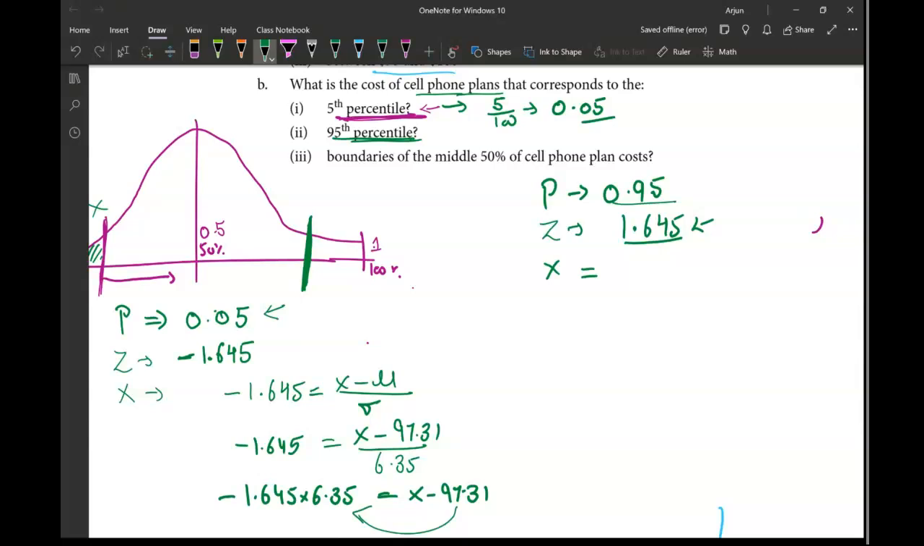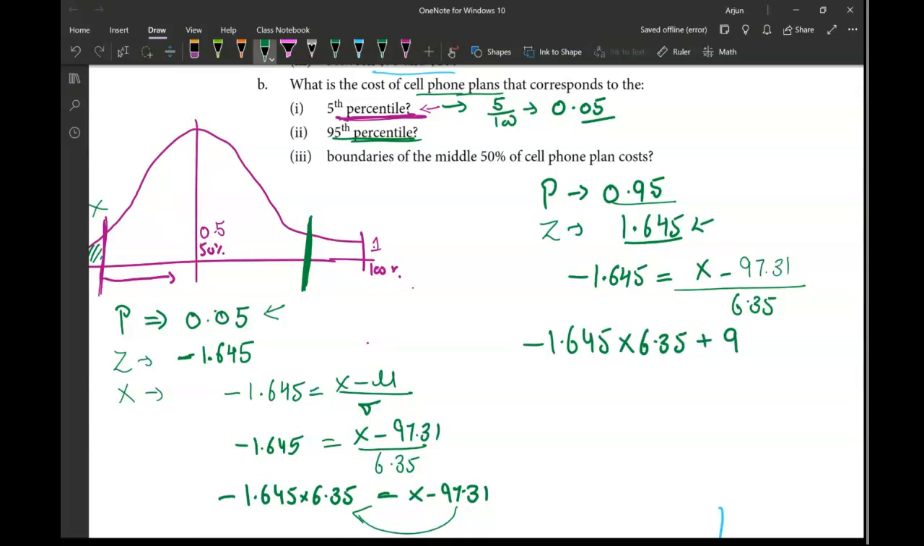To find the x value, first of all I'll put the values in the formula. 1.645 equals x minus the mean value 97.31, divided by 6.35. So 1.645 times 6.35 plus 97.31 equals x. I don't know why I wrote the negative here. This should be positive, because this is on the right-hand side, and z-scores are positive on this side.